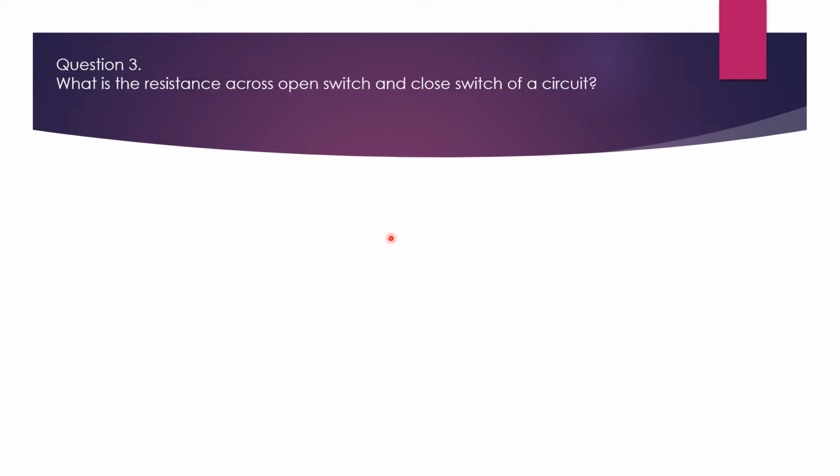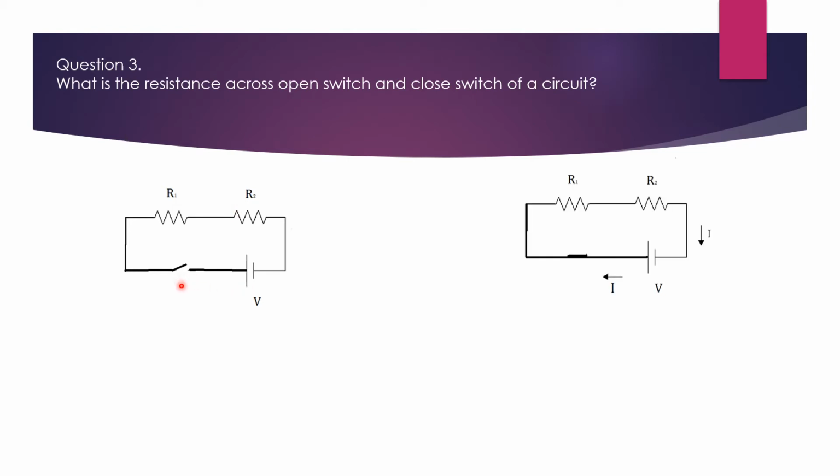Question number 3. What is the resistance across an open switch and a closed switch of a circuit? Now this is an open circuit. This is a circuit showing two resistors, one battery, and this is an open switch, whereas this one is a closed circuit, a battery, the same two resistors, and this switch is closed here.